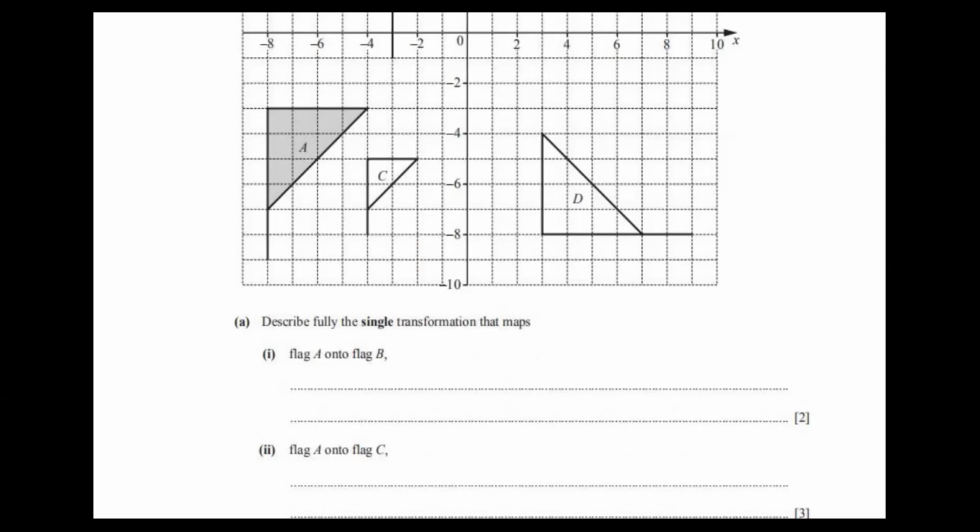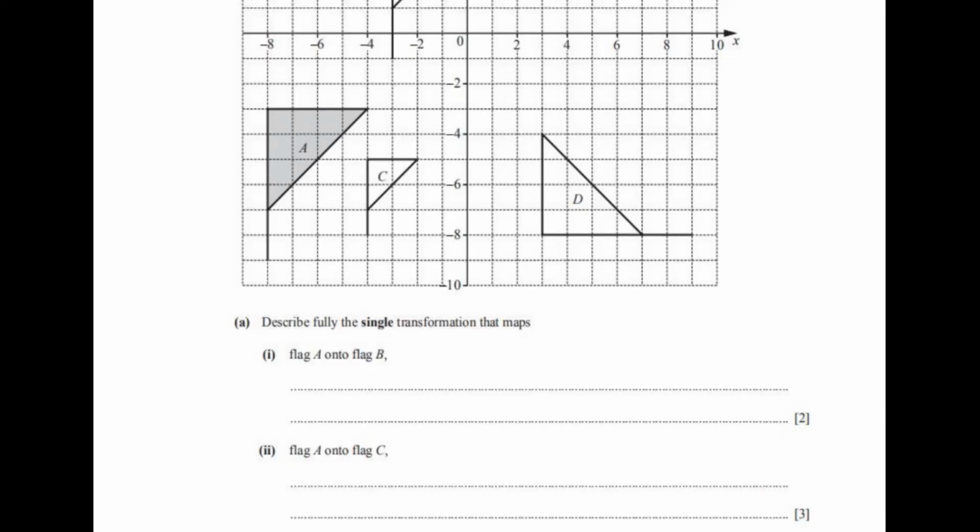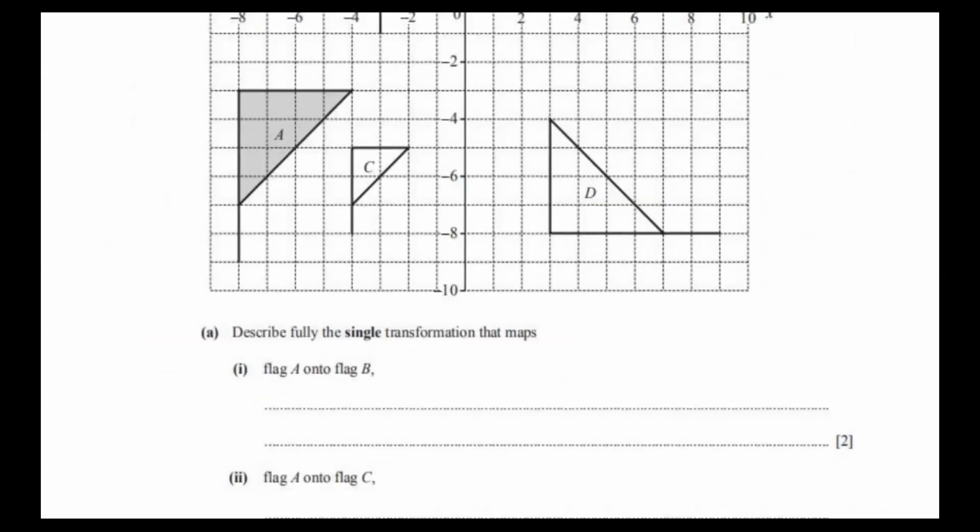For example, he's saying describe fully the single transformation that maps A flag on to C flag. Map means shifting. It is a shift. So I have to discuss about A flag moving on to C flag. You can say A flag is shifting on C flag. It's very clear and again it comes as a 3-mark question. So you can see below. Okay, let's start. So let's discuss how we can complete this question.